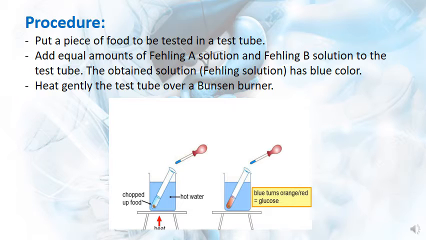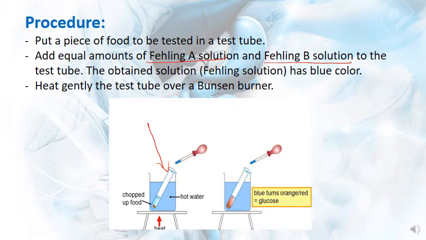So now let's move to the procedure of the test. First of all, we have to put a piece of food inside a test tube. This piece of food is going to be tested. We add equal amounts of Fehling A and Fehling B solutions. For example, if I add 2 drops of Fehling A solution, I have to add 2 drops of Fehling B solution. If 3 drops, 3 drops, and so on.